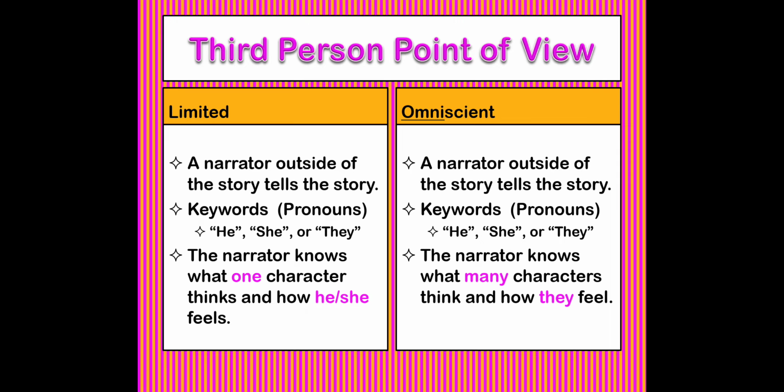But the difference is, with limited, the narrator knows what one character thinks or how he or she feels. As it relates to omniscient, the narrator knows what many characters think and how they feel. So remember, limited, you're only limited to one character's thoughts or feelings. And with omniscient, you know many characters' thoughts or feelings.